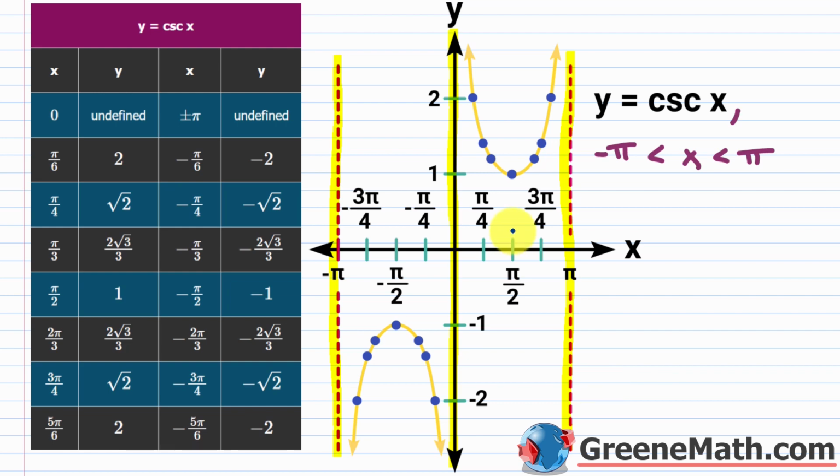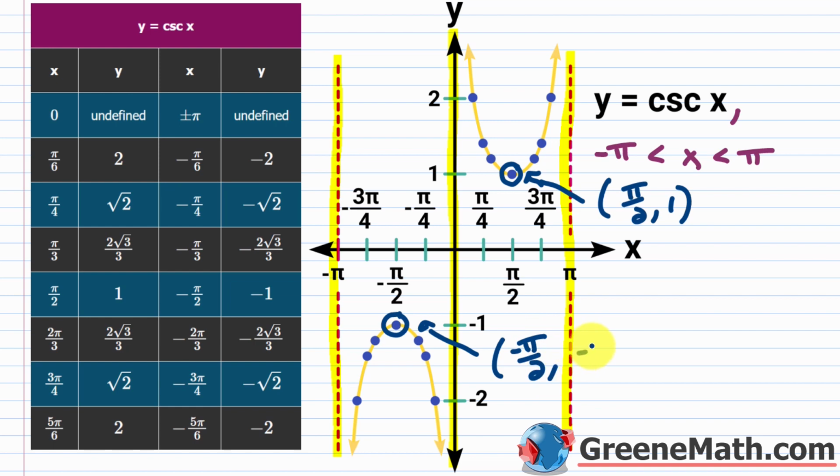When you look at this point right here, you have a y value of 1. So this will be a shared point for cosecant and also for sine. And then here, you have a y value of negative 1. That'll be a shared point for cosecant and for sine. And I'll show you that when we get to the combined graph. So just remember this point right here. This is going to be pi over 2 comma 1. And then this point right here, this is going to be negative pi over 2. Remember, that's coterminal with 3 pi over 2, and then comma negative 1.